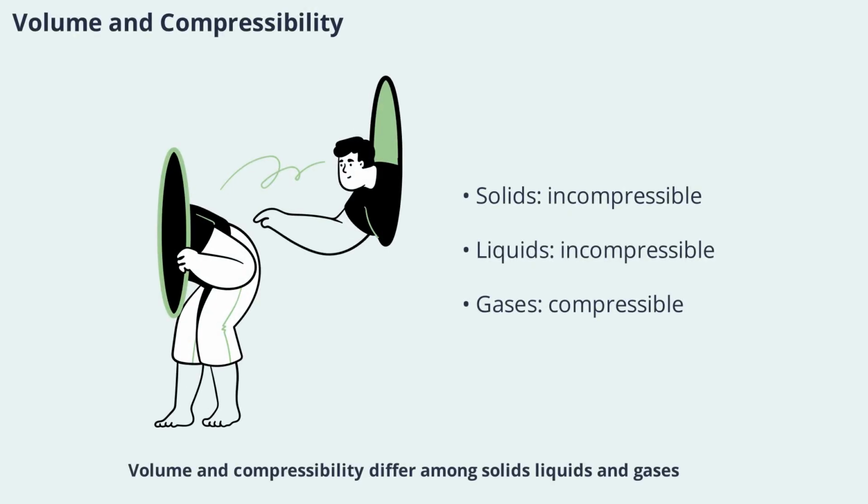Volume and compressibility differ among solids, liquids, and gases. Solids and liquids are incompressible, while gases are highly compressible. This difference is due to the spacing between particles. Understanding compressibility is important for designing containers and systems for gases.